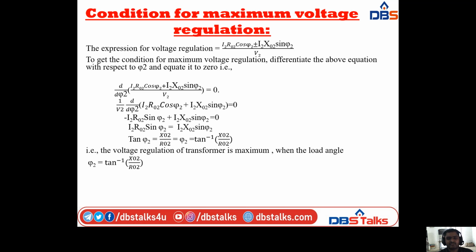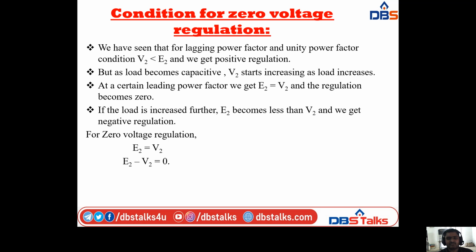And next we are moving to the condition for zero voltage regulation. Actually, we have seen that for lagging power factor and unity power factor condition, V2 is less than E2 and we get positive regulation. I already said this point in the expression for voltage regulation for the transformer.